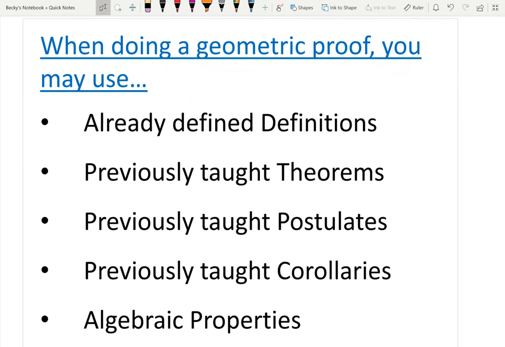Okay, so when you're doing geometric proofs, you're allowed to use any definition that we've talked about in class. And so that's why in some of the videos I've said, oh, you might want to document this definition at the back of your theorem and postulate sheet. It might help you keep track of all your definitions. So you're also allowed to use any theorem that we've had, which is when you would reference your theorem sheet again. You can use any postulates, and again, they're on your theorem and postulate sheet.